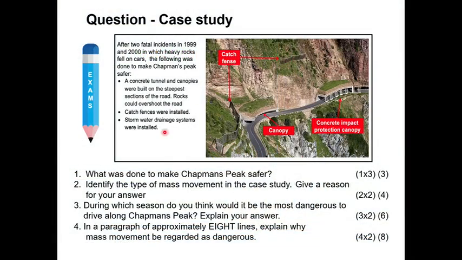Now, let's have a look at the questions. I just want to run through the questions here. What was done to make Chapman's Peak safer? Identify the mass movement in the case study. Give a reason for your answer. During which season do you think it would be the most dangerous to drive along Chapman's Peak? Explain your answer. In a paragraph of approximately 8 lines, explain why mass movement can be regarded as dangerous.